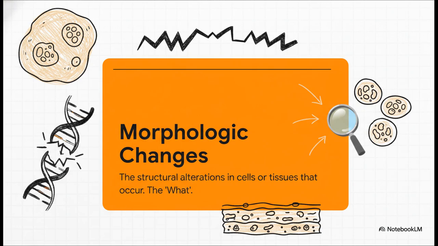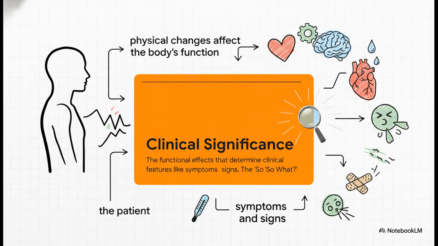And that brings us to the morphologic changes. This is the what. These are the actual physical alterations in our cells and tissues that the disease leaves behind. It's the evidence of the crime. It's what a pathologist can actually see and analyze under a microscope. And finally, we get to clinical significance, or my favorite way to put it, the so what. This is what ties everything back to the patient. How do all those tiny physical changes actually affect the way the body works? This is what creates the symptoms and signs that make us feel sick in the first place.